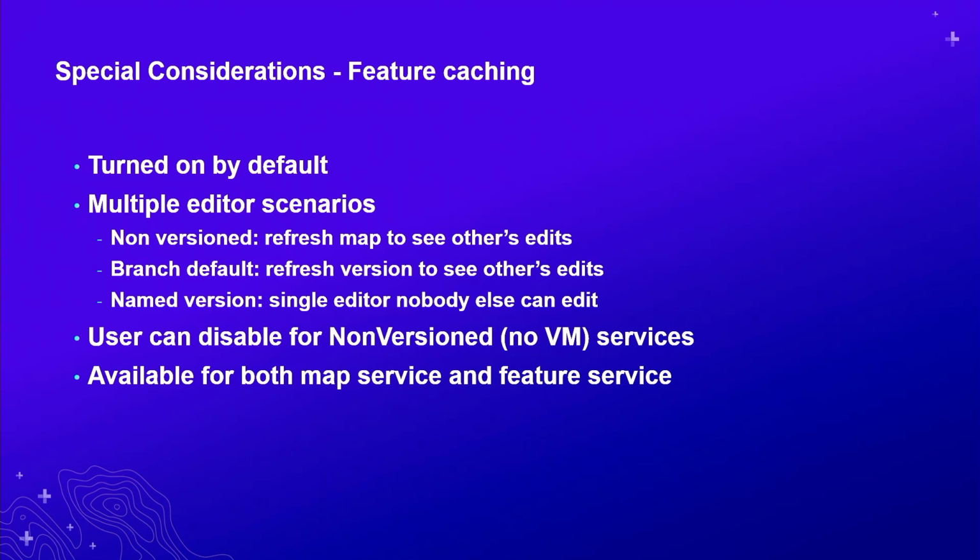For non-versioned data, you can simply refresh the map, which will refresh the local cache. For the default version, you can refresh the version. And if the version has been updated on the server, we will refresh the cache locally. For named versions, as I discussed earlier, it's a single editor model, so you won't run into cases where the data is changing behind you. We don't provide a way to refresh the cache in this particular scenario. If this is a common scenario for you with non-versioned data, there is the ability to disable the feature cache via the layer properties. But the side effect of this is you may see poor performance afterwards.